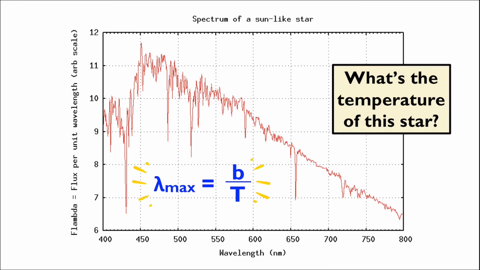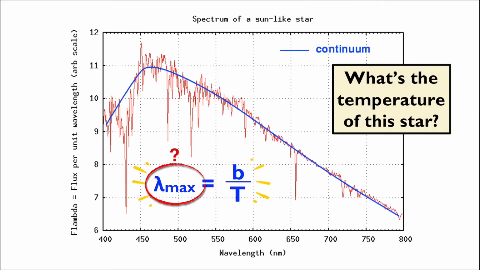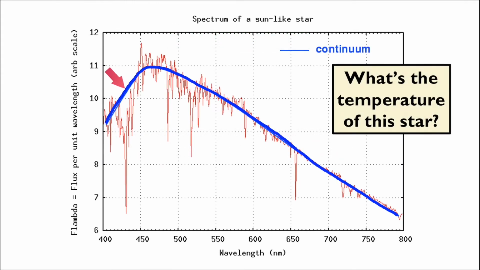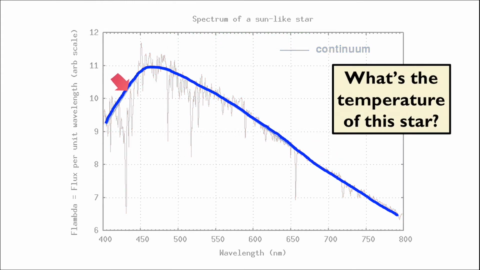But what's the lambda max? In order to find it, we have to look at the continuum of the graph. And that happens to be the basic shape of the blackbody curve of the spectrum of the star. To get a better idea of what a continuum is, we basically look at this curve here and imagine it without all of the spiky peaks and dips and its raggedy features. A smooth curve, like the one that's drawn in blue on this star's spectrum, is the continuum of that star's blackbody curve.